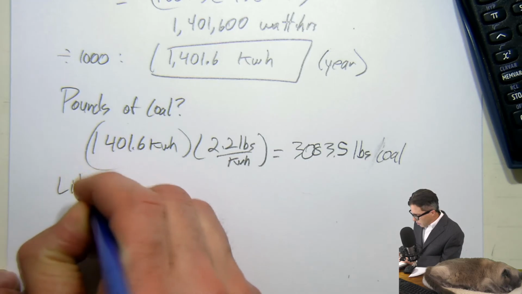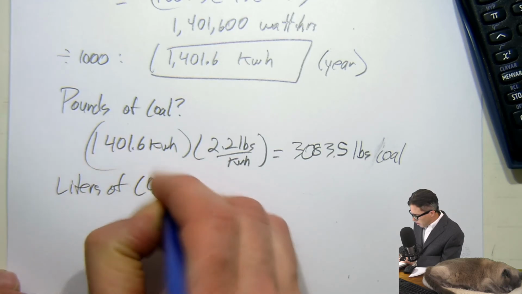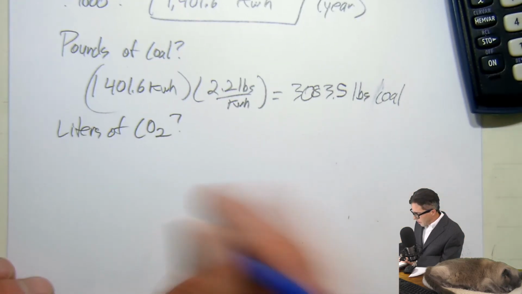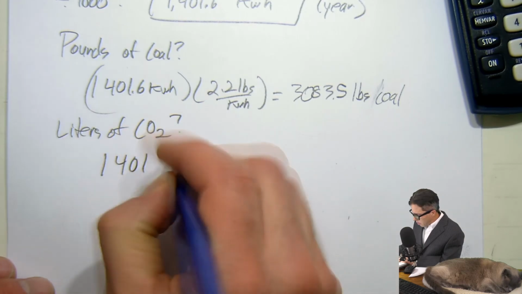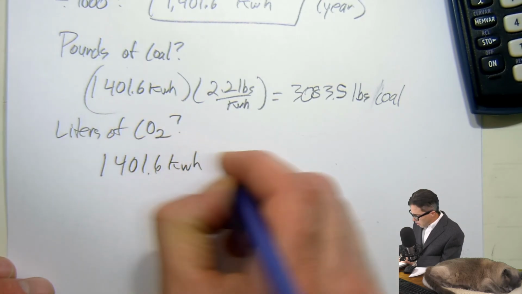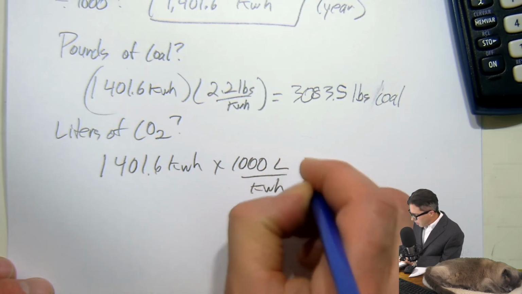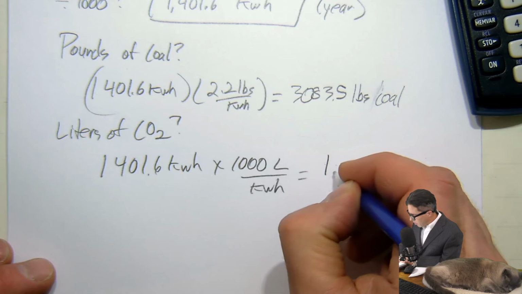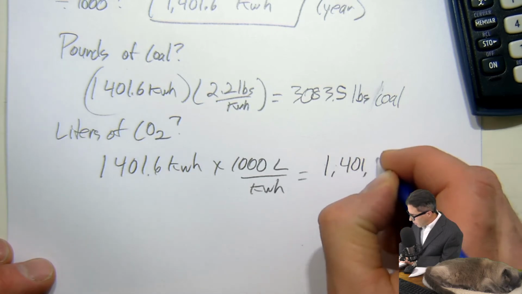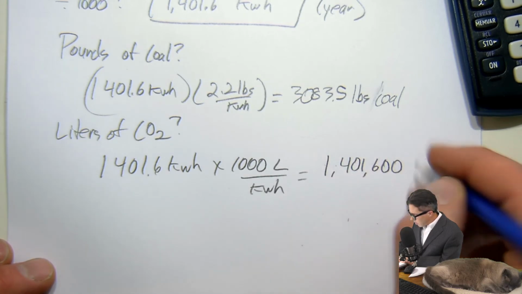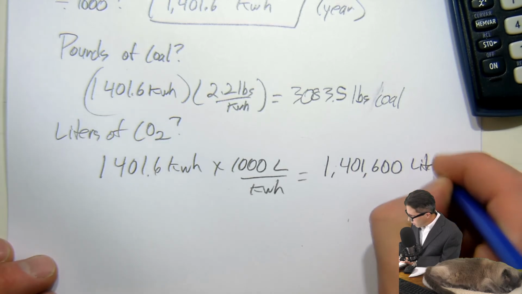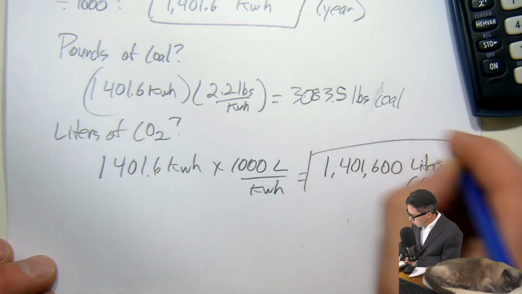Liters of CO2. I go back to my kilowatt hours, and it's 1,000 liters for every kilowatt hour. So that gets me 1,401,600 liters of CO2.